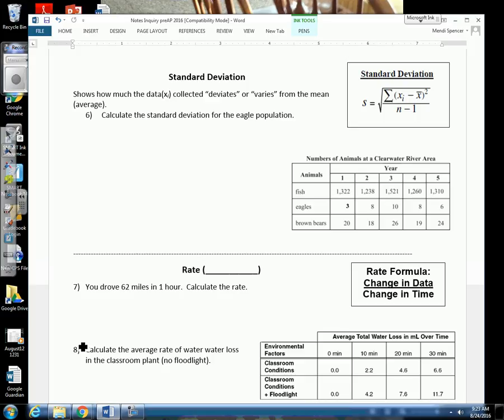Here's the equation for standard deviation, and we're going to go through what all these different symbols mean. Whenever you see this X with an I on it, that means a data point. Data points are these numbers that you're collecting, that you're putting in the table. The X with the line over it, we already talked about, that means mean. And this N that you see right here means number of data points.